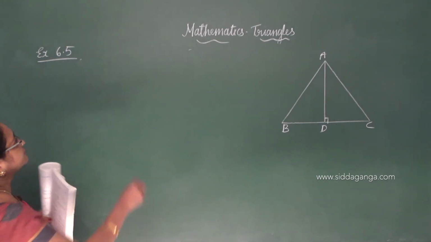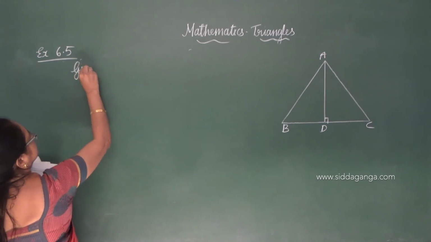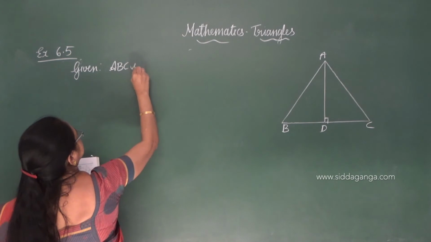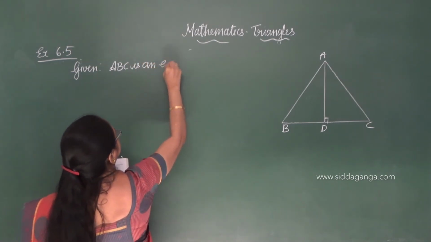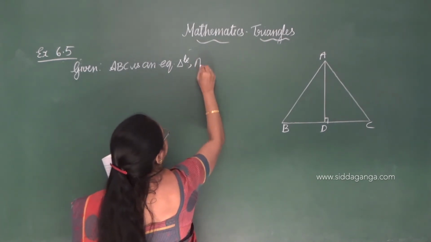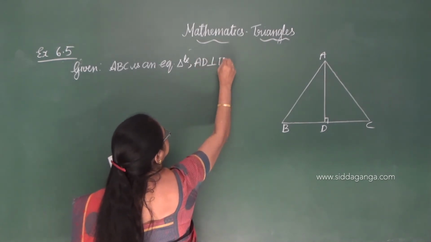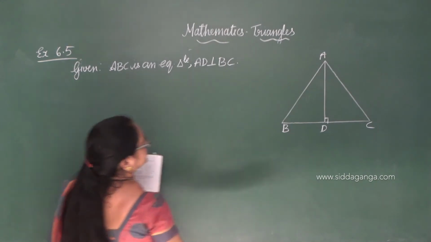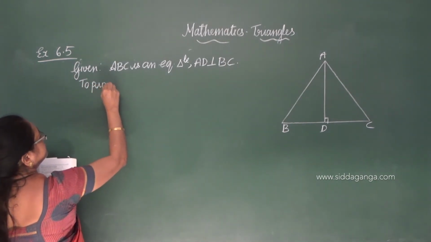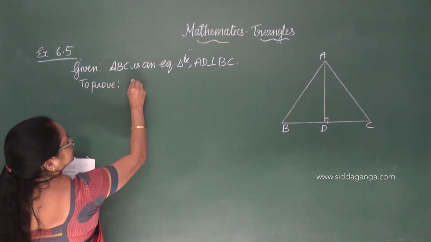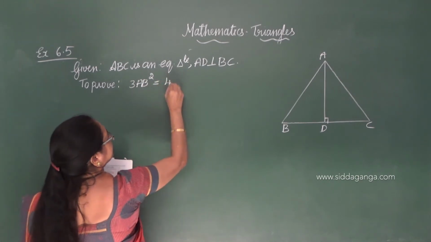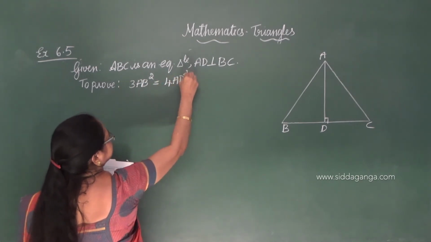So, now given: ABC is an equilateral triangle and AD is perpendicular to BC. Then to prove: 3AB square is equal to 4AD square. I hope you understood the statement here.